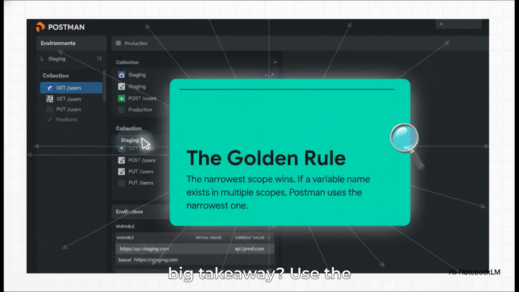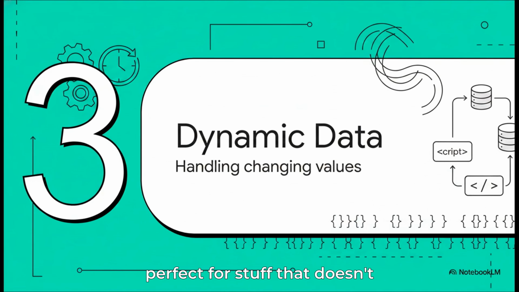The big takeaway? Use the most specific scope you can. It'll keep your workspace clean, predictable, and way less buggy. All right, so environments are perfect for stuff that doesn't change much, like URLs.